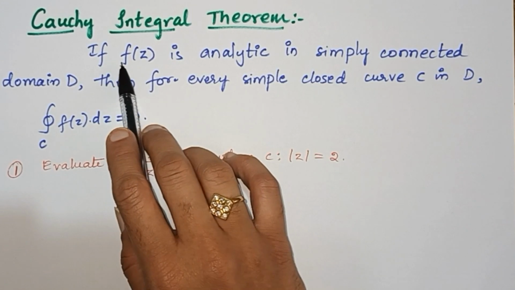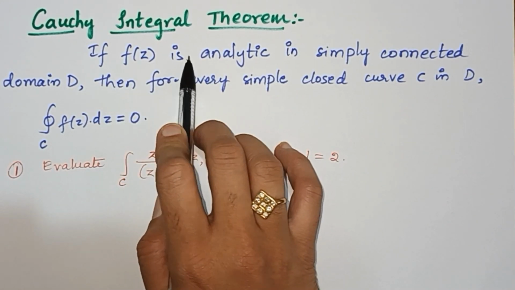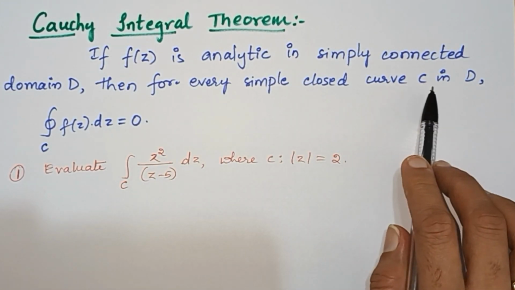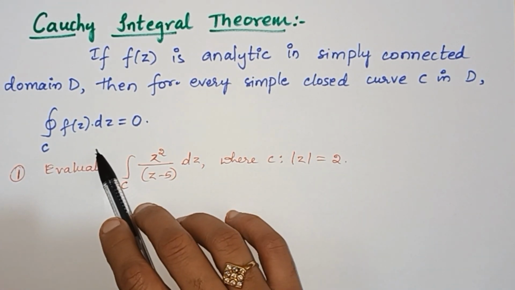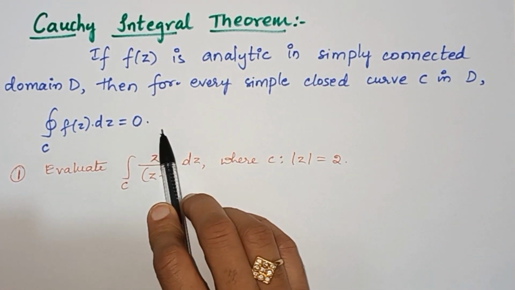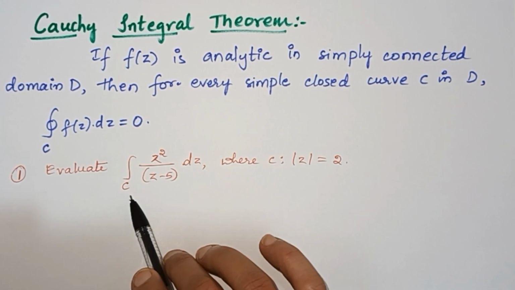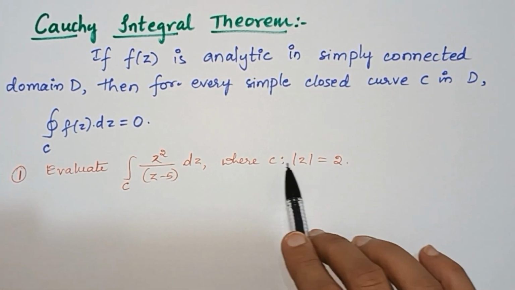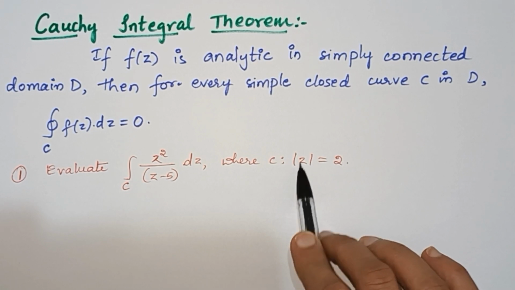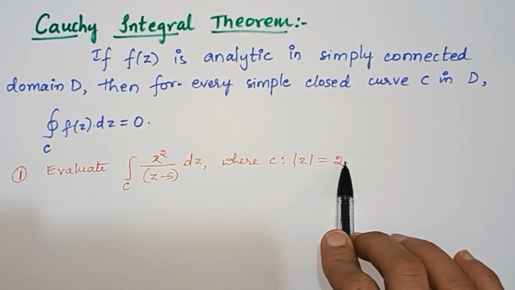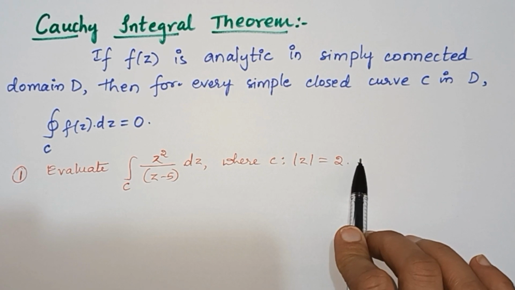If the condition is f of z is analytic, then over any simple closed curve C, the value of the integral is always equal to 0. Let us take one example. Evaluate this integral over C, where C is given by a circle. Mod z equal to 2 means it is a circle with the radius 2 units.